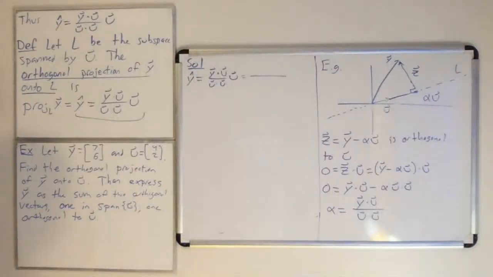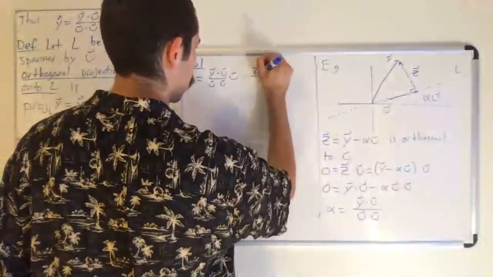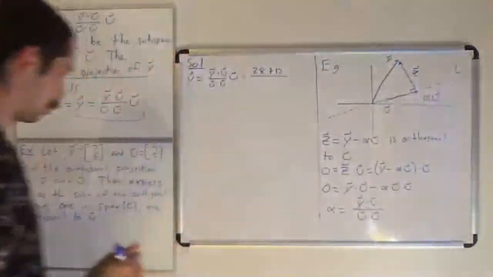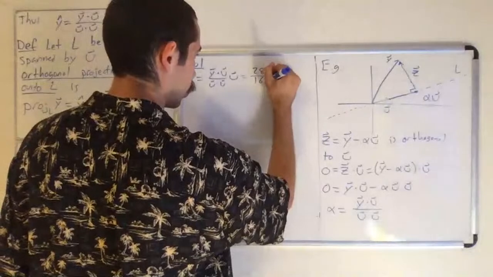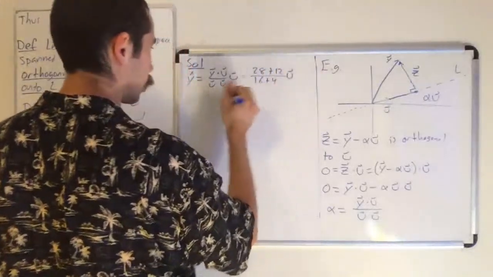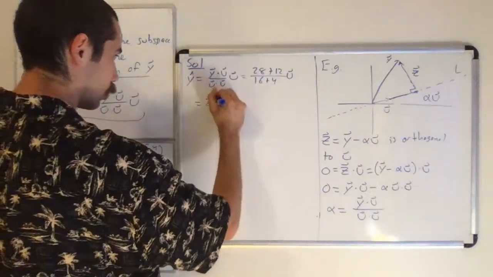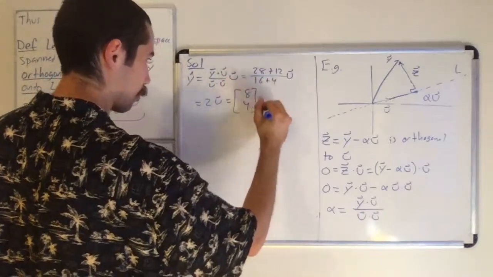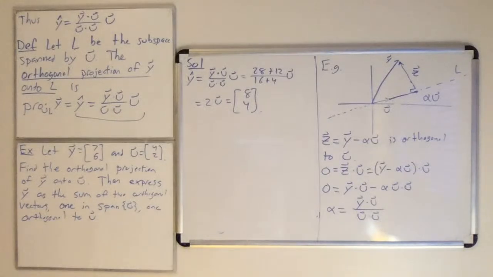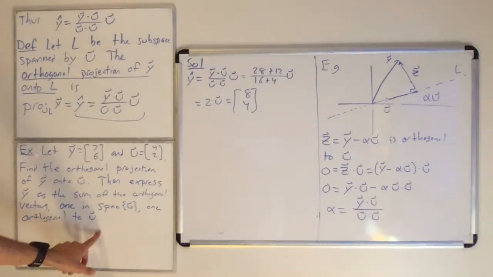So the dot product of y and u is 28 plus 12 in the numerator. And u dotted with itself is 16 plus 4. So this is 40 over 20, which is 2. So we get 8, 4. That's our parallel component. And then to get to the perpendicular component, you're right.